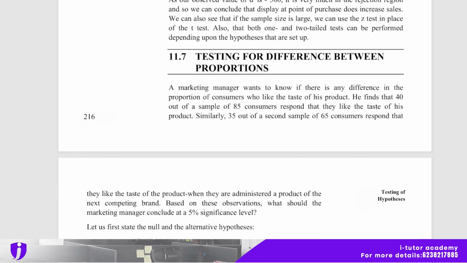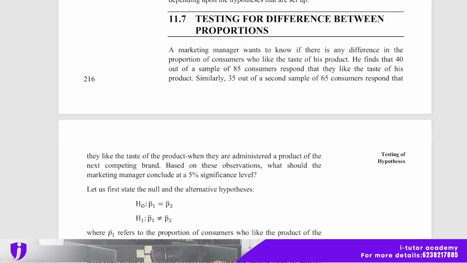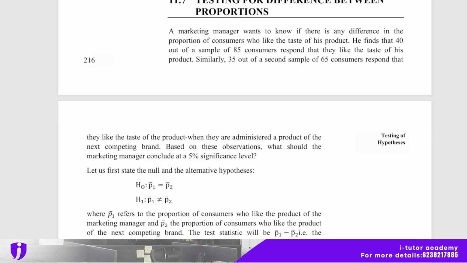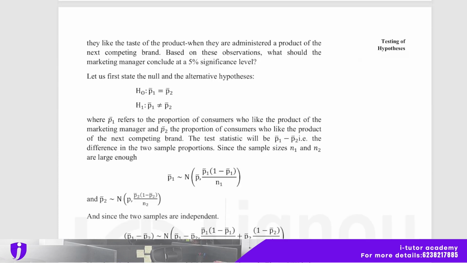A marketing manager wants to know if there is any difference in the proportion of consumers who like the taste of his product. He finds that 40 out of a sample of 85 consumers respond that they like the taste of his product. Similarly, 35 out of the second sample of 65 consumers respond that they like the taste of the product when they are administered a product of the next competing brand. Based on these observations, what should the marketing manager conclude at a 5% significance level?